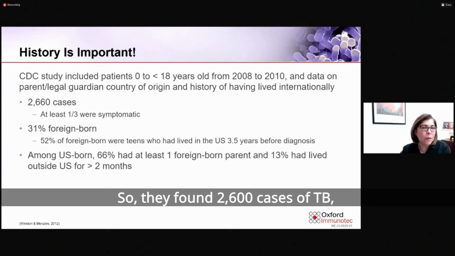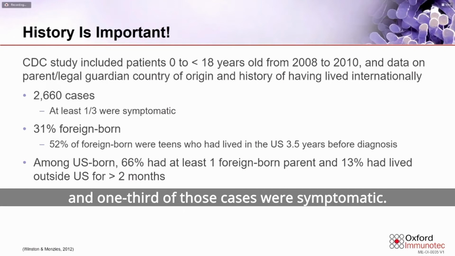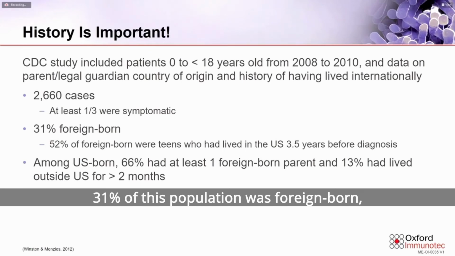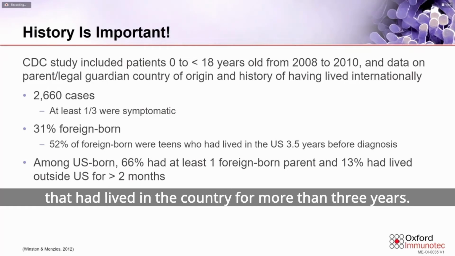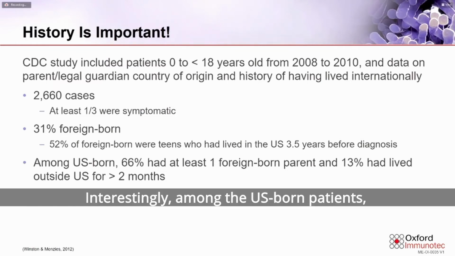2,600 cases of TB, and 1/3 of those cases were symptomatic. So that means that 2/3 did not have any symptoms, but they had disease. And that's important to remember. 31% of this population was foreign born, and 52 of those were actually teenagers that had lived in the country for more than 3 years. Interestingly, among the US-born patients, 66% of those had at least one foreign-born parent, and 30% of them had lived outside of the United States for more than 2 months.